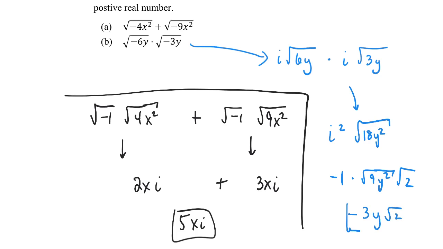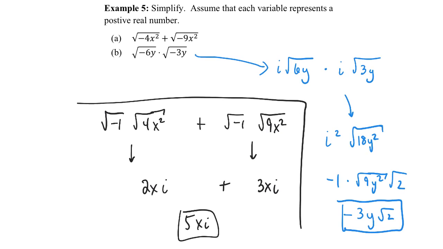Do you need absolute value? We assume that the variables were positive in the beginning, so we don't need them. This statement here, remember, tells us that we don't need absolute value if we assume that the variables are positive. And that has to be given in the directions. Okay?